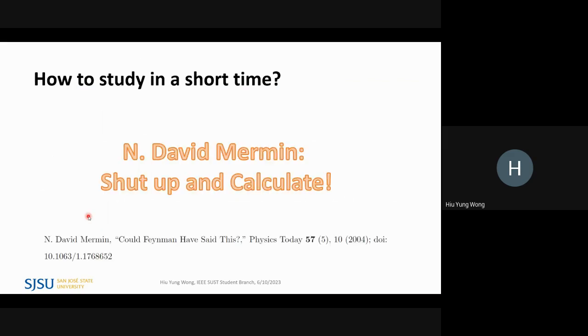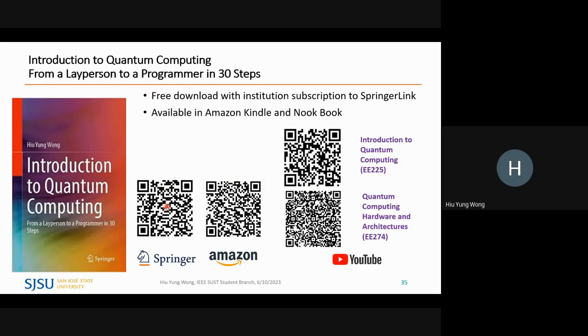Finally, if you're really interested in quantum computing, you can read my book, but at the same time, I really feel that you need to go through the math, right? So like in this paper, he said, shut up and calculate, because in some sense, we really don't understand quantum physics, right? Yes, we don't have daily experience.